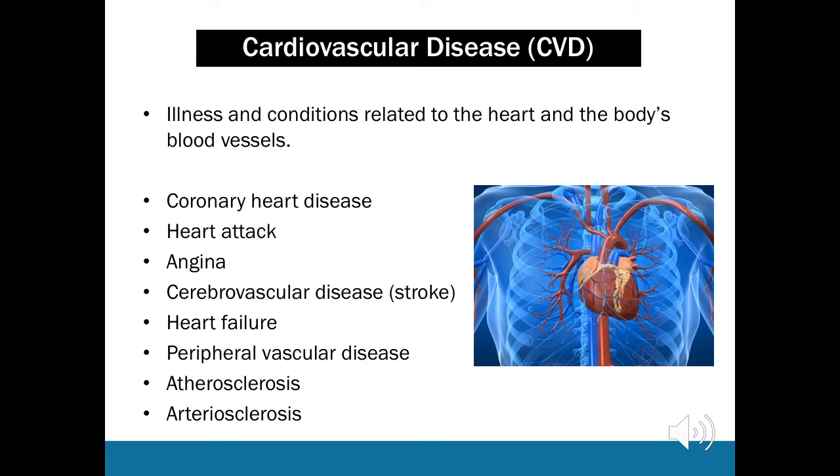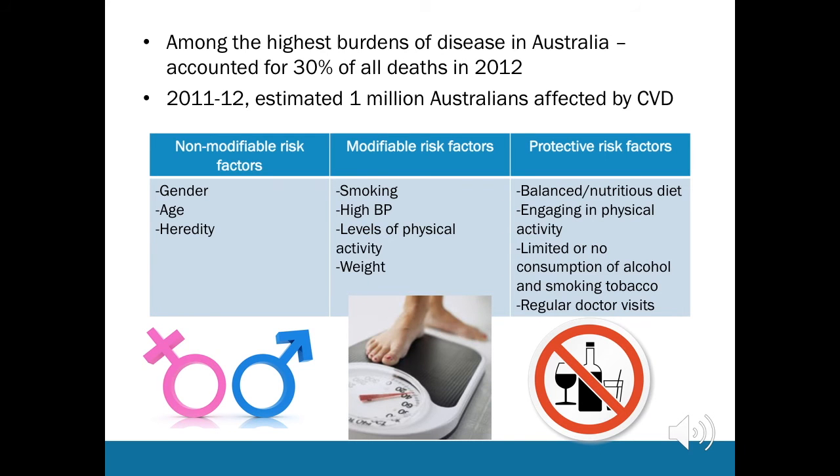Really important that you know just a little bit, just a one sentence summary about each of these, just because they can get really specific in those multiple choice questions. It's part of the population's priority health issues because it's one of the highest burdens of disease in Australia. In 2012, it accounted for 30% of all deaths, and in 2011 to 2012, it's estimated that 1 million Australians were affected by CVD.